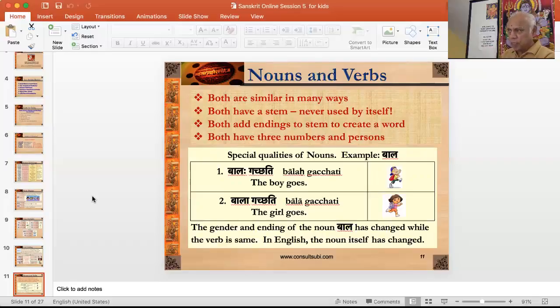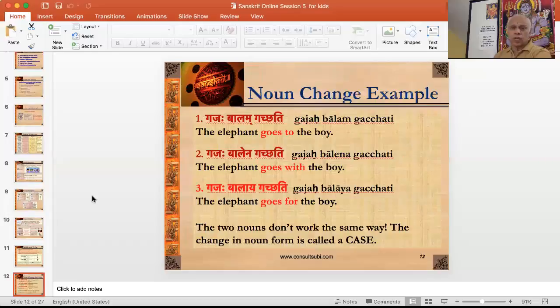So what's the difference, right? Okay, how does the noun change? For example, gajaha, balam, gacchati. Gajaha means elephant. Gacchati means goes. Balam means to the boy. So when you say gajaha balam gacchati, the elephant goes to the boy. So balam itself means to the boy.